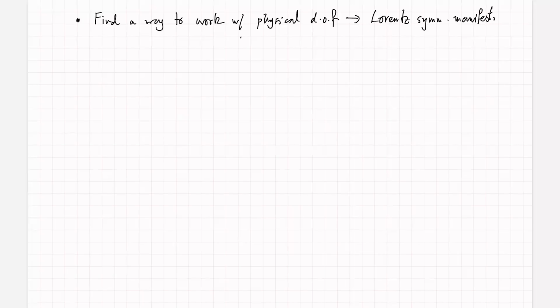And that is precisely what we are going to do in the next lecture using the path integral, with a technique called the Faddeev-Popov technique.